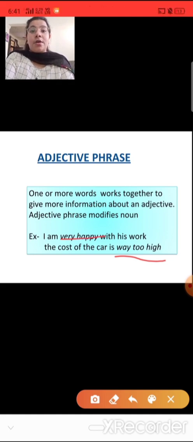He is tall. Here we are describing that person, that he is tall. It's a simple adjective. But if I say he is very tall, very tall is the adjective phrase.